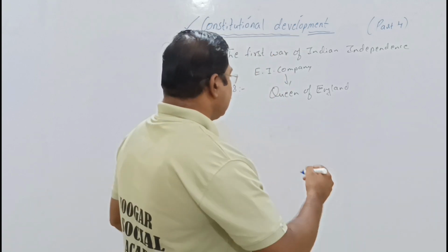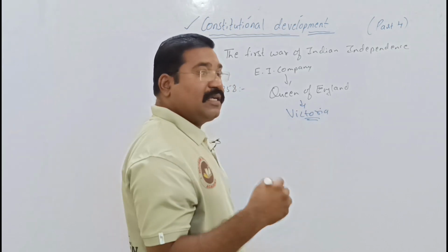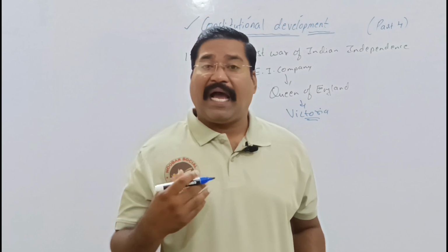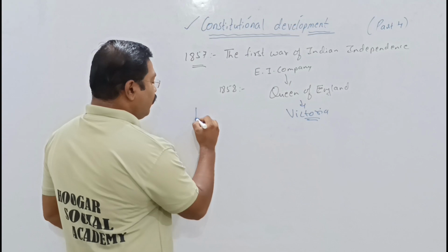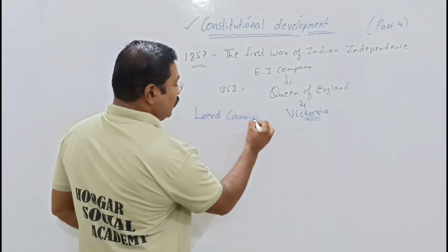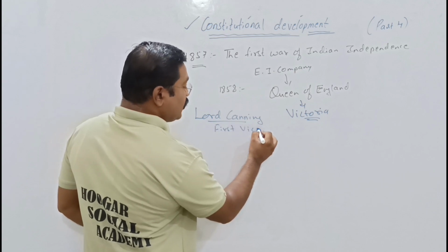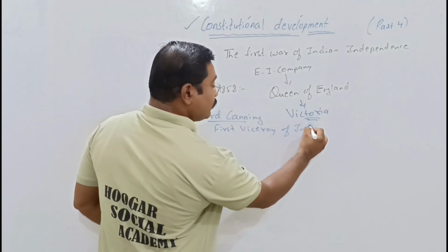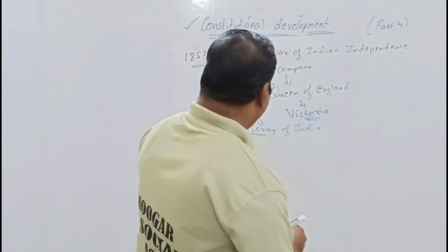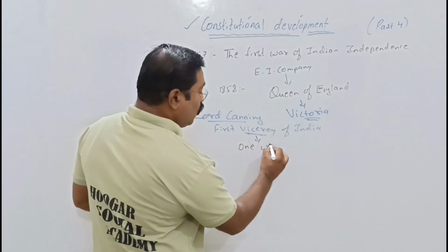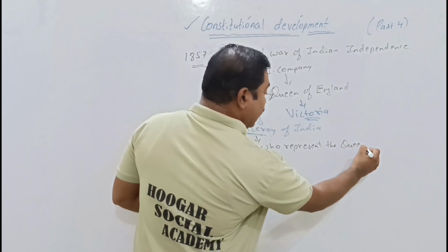The Queen of England at this time was called Victoria. Victoria comes with some decisions, and she proclaims and announces, which was handed to Lord Canning, who is referred to as the first Viceroy of India. This is a new word, Viceroy. What does it mean? Viceroy means one who represents the Queen here in India.